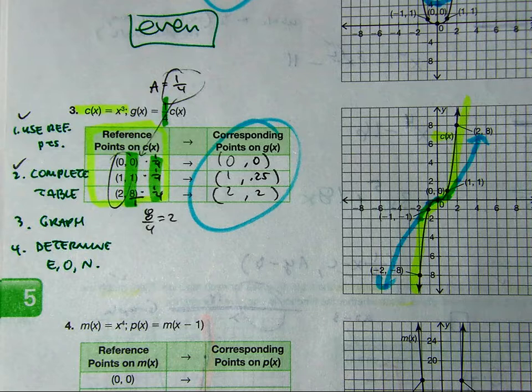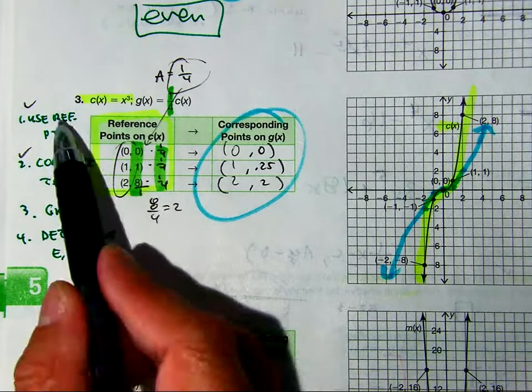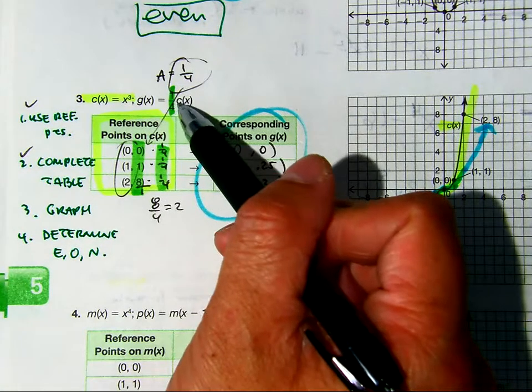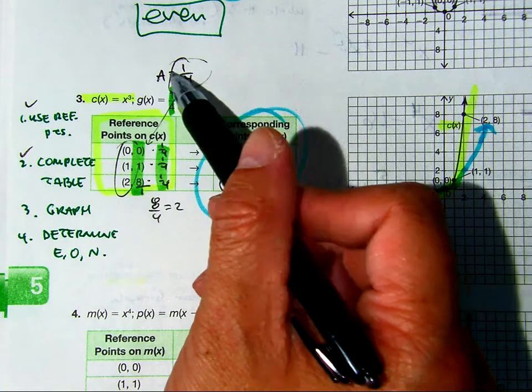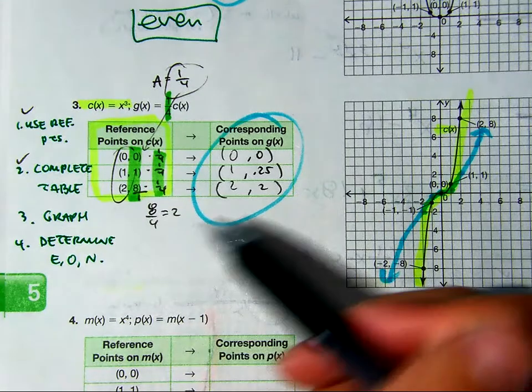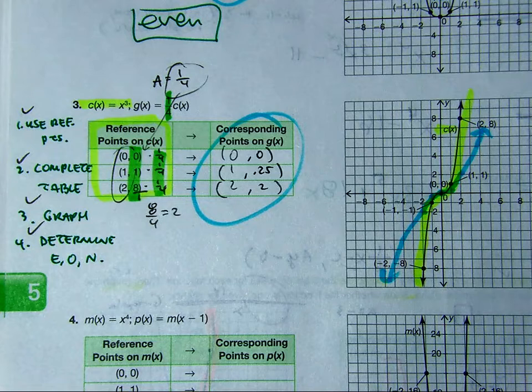Okay, let's review what we've done so far. We used our reference points for the yellow. We completed the table by observing that the only thing that's different about c of x is that there's something in front. That's our a value. The a value affects the y coordinates, so we multiplied and got our new coordinates and graphed it. And now we need to determine if it's even, odd, or neither.